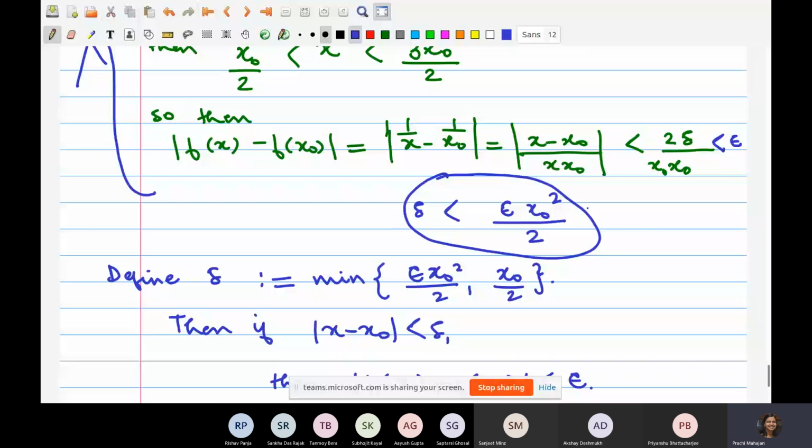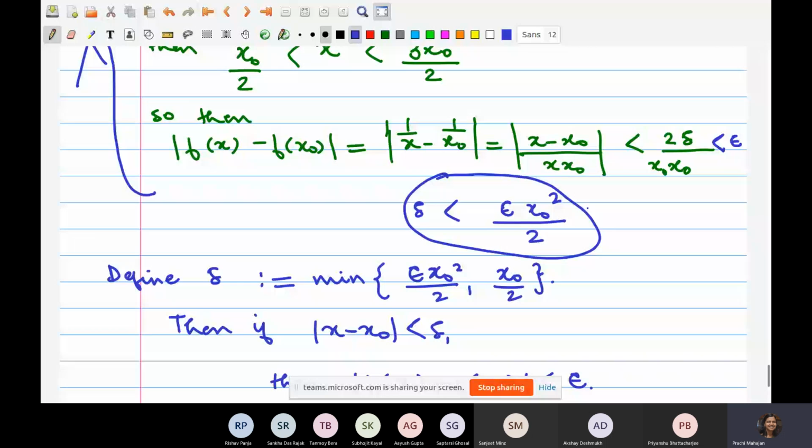There's no uniqueness to the choice of this delta. Why did I take delta to be less than x naught by 2? I can take it to be less than, for example, x naught by 3, and a similar thing would work. There's no uniqueness here. This is one such delta which does the job. You may choose to do something else. There's a lot of flexibility here, but you should know how to use that flexibility.